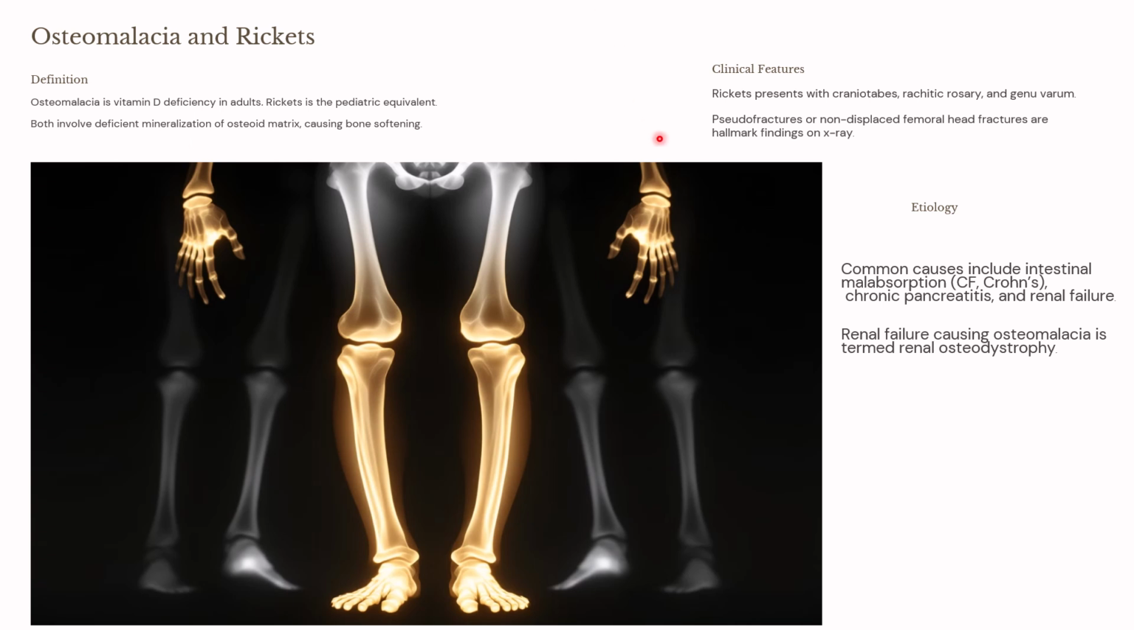Fine. So rickets will present with craniotabes, rachitic rosary as well as genu varum, and osteomalacia will present with pseudo-fractures. What is a pseudo-fracture?